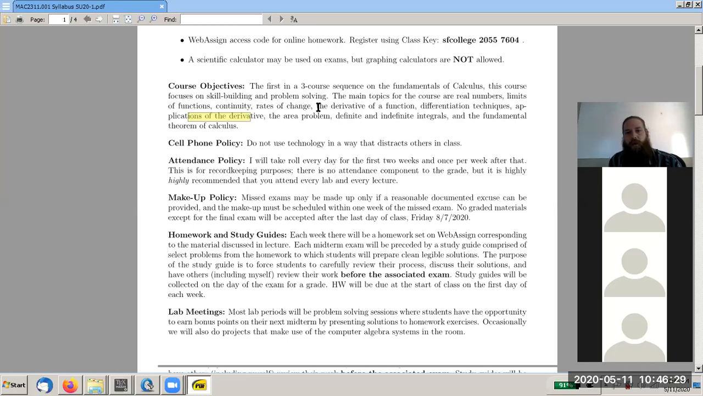Then the middle third of the class, we will be differentiating. And then the last third of the class, we're going to be talking about integration. So that's how to find the area under a curve, solving the area problem. Turns out there's a few forms of integrals, and then there are some theorems that connect differentiation to integration called the fundamental theorems of calculus.